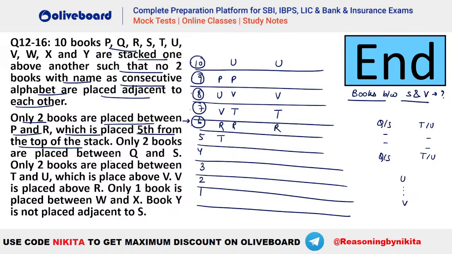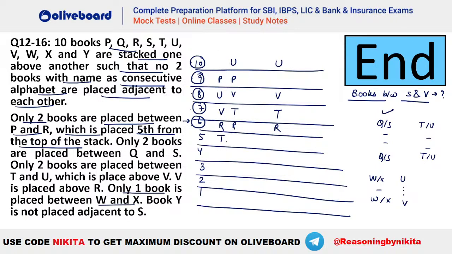Okay, after that we have only one book placed between W and X. So W and X are also at a gap of 1. That is also one information. Y is not adjacent to S, so Y and S should not be adjacent to each other. So let's try to place your Q and S now.